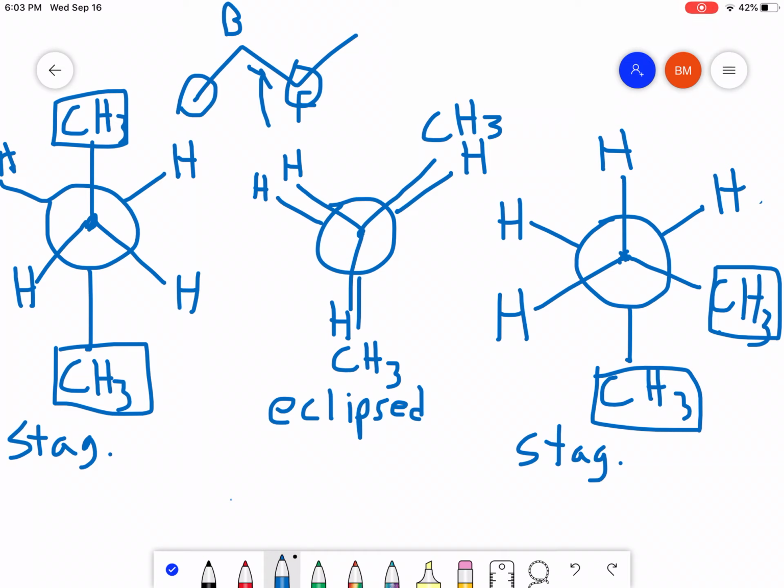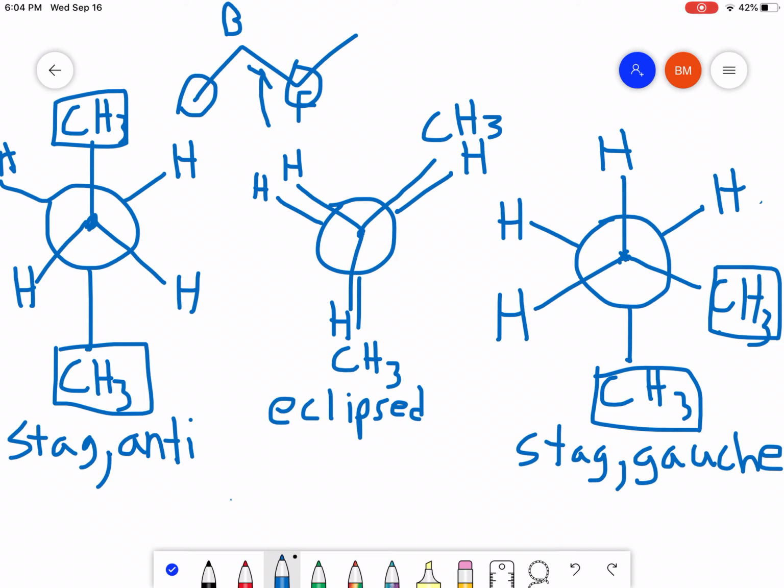There's actually special terminology that we use. The one on the left would be called staggered, comma, anti. That means your two biggest groups are anti to each other, completely diametrically opposed. Whereas this one would be referred to as staggered gauche. Still staggered, but closer in proximity than anti.